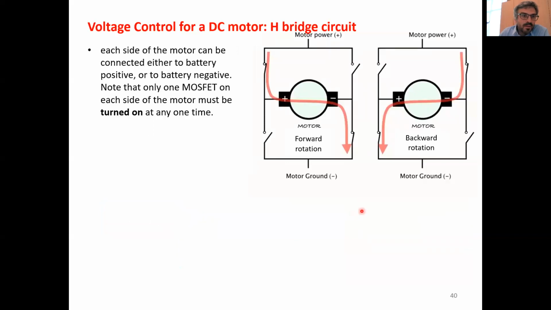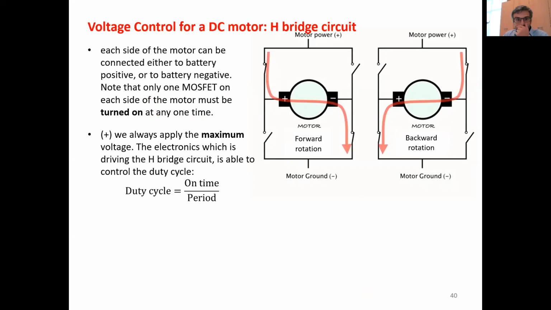And we see that each side of the motor can be either connected to the positive voltage, or, as in this case, to the negative voltage. And only one MOSFET on each side of the H-bridge should be turned on, because otherwise you will have a short circuit between positive and negative of your battery, and you don't want that because you can have melting of cables, and it's very bad.